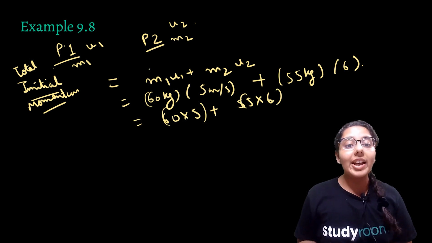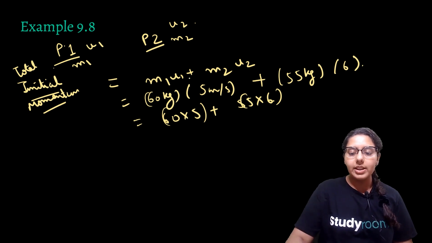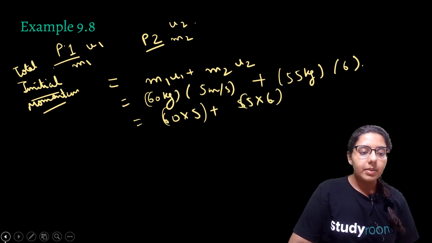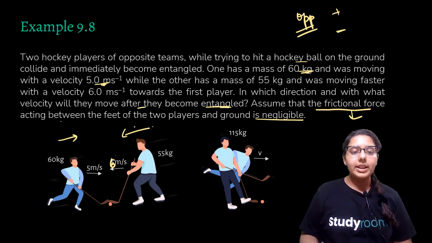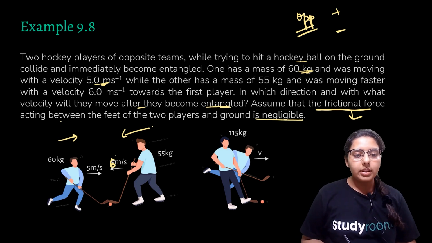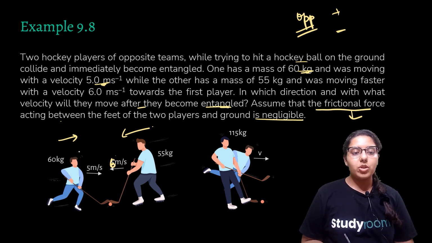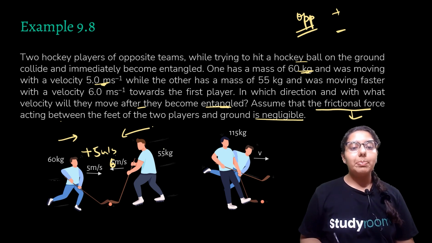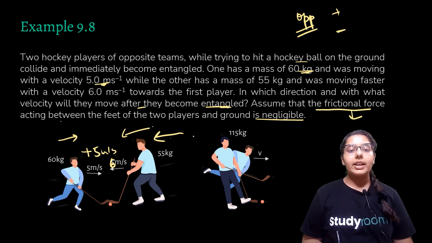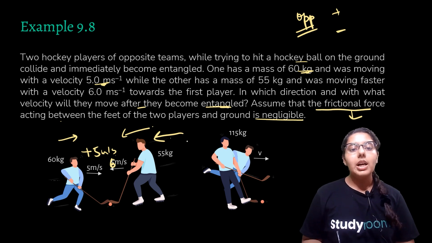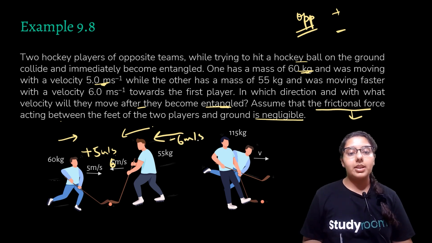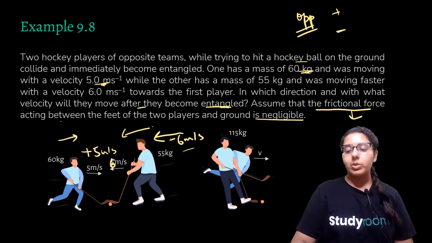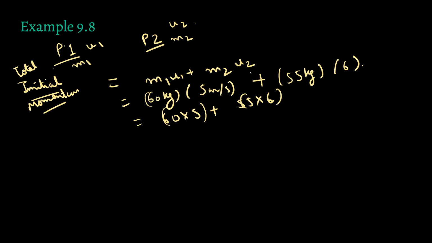Now one very important thing to notice is that both the players are moving in opposite directions. If we say that player 1 is moving in this direction, then it is plus 5 meter per second. What is the velocity of player 2? He is moving in the opposite direction, from right to left, so it is minus 6 meter per second. We have to take direction into account. When we are talking about velocity, it is a vector quantity. Magnitude and direction both have to be seen. So what will be our u2? It will be minus 6.